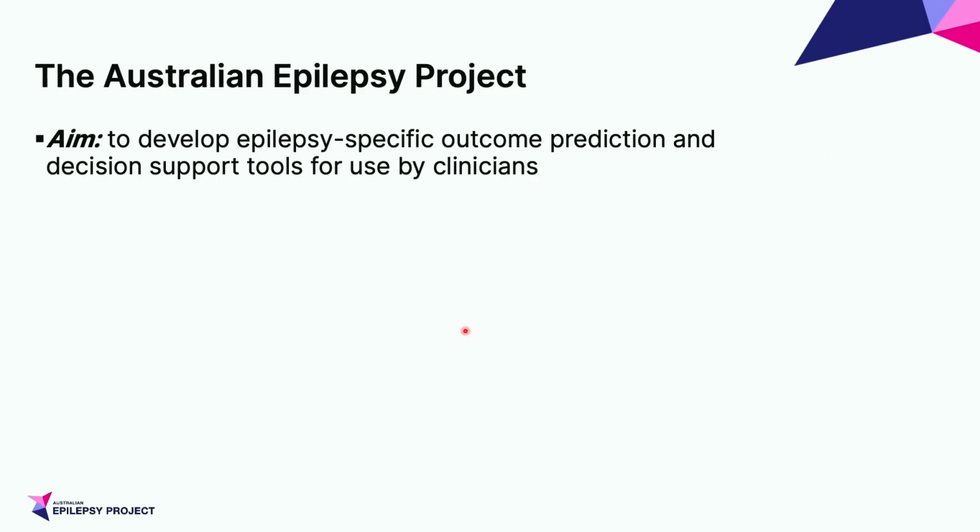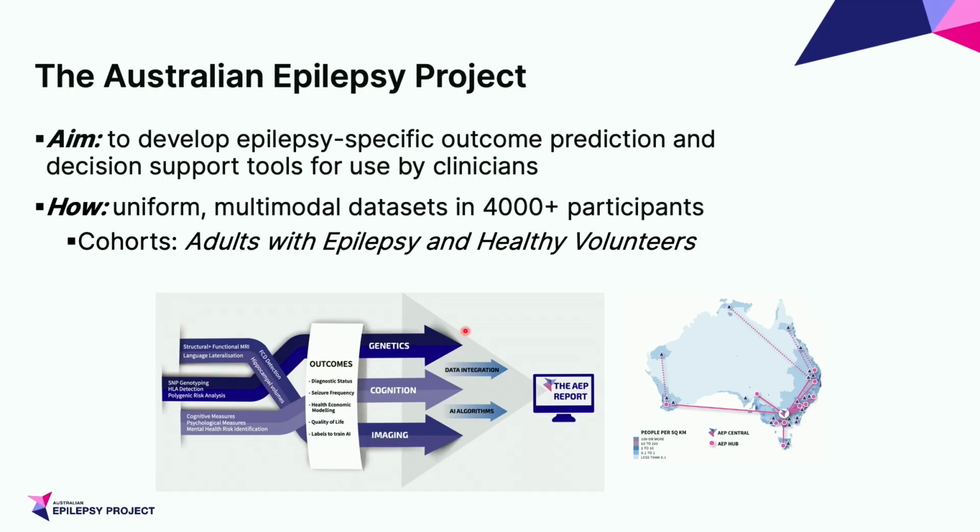So I keep talking about this Australian Epilepsy Project. What is it? It's a federally funded, national-scale project that's aiming to change the way that healthcare management of epilepsy occurs in the health system. Its broad aims are to develop epilepsy-specific outcome prediction and decision support tools for use by clinicians. It aims to do this by acquiring uniform multimodal data sets in 4,000-plus participants from around the country.